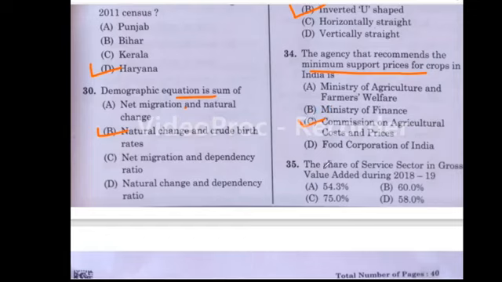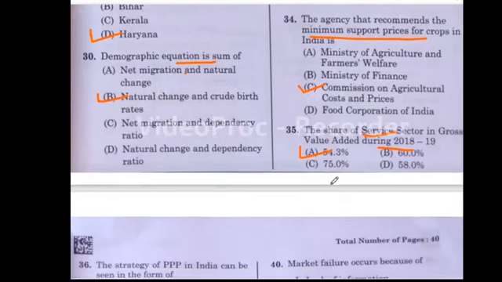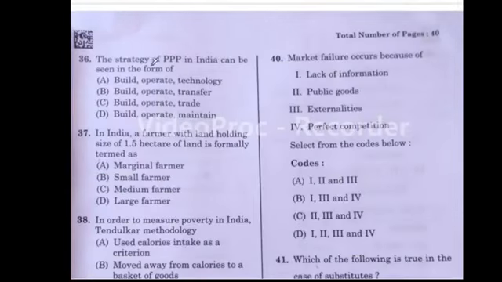Question number 35. The share of the service sector in gross value added during 2018-19 is 54.3%. Question number 36. The strategy of PPP in India can be seen in the form of option A, build, operate and technology, that is BOT.